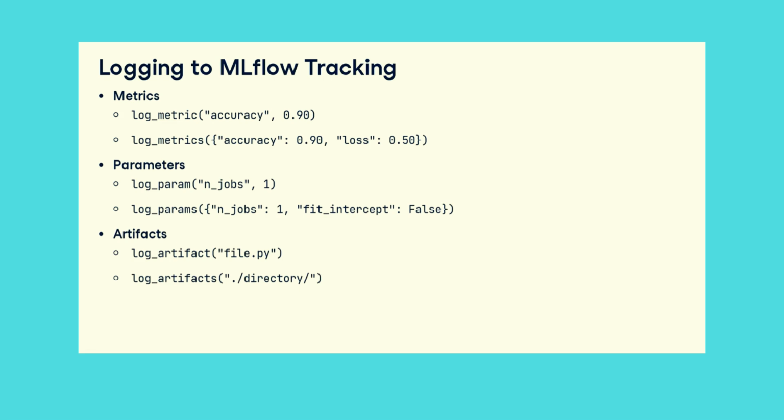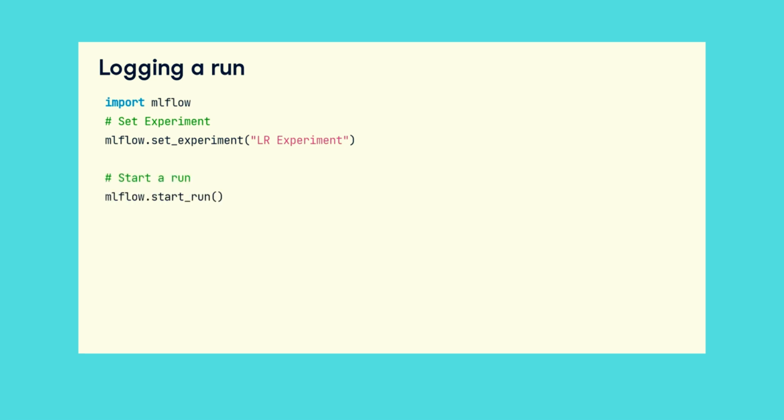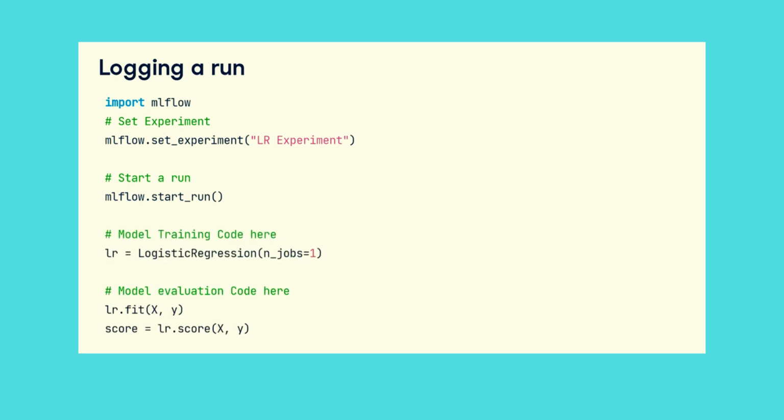To log a run to MLflow Tracking, we begin by setting the desired experiment in which to log the run. Use the start run function to make an active run. Then we train our model. Once model training completes, we can log results to MLflow Tracking.